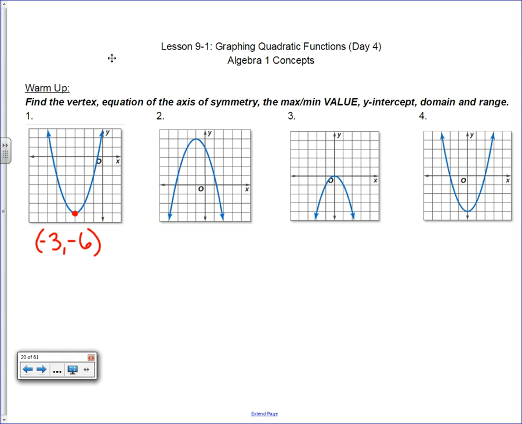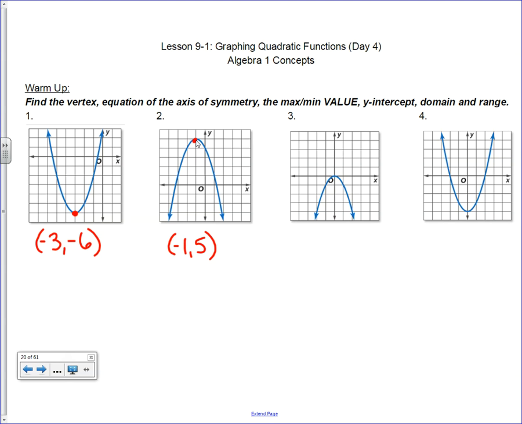Okay, so the first thing I'm asking you for in all four of these is a vertex. So let's go through and find the vertex. The first one here is -3, -6. Can you all tell me the next one, please? How do you guys feel about that? You've got to make sure you get your positives and negatives in order here, okay?